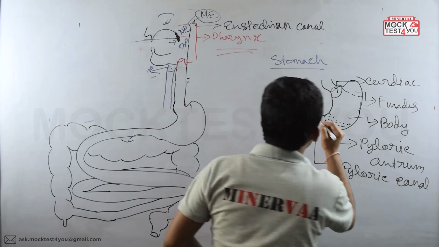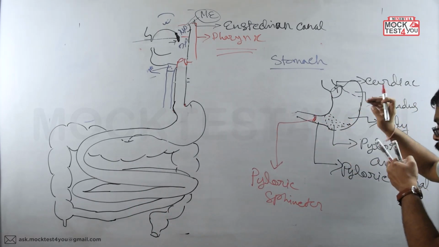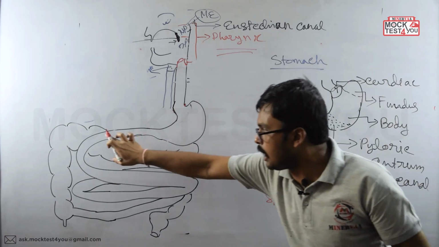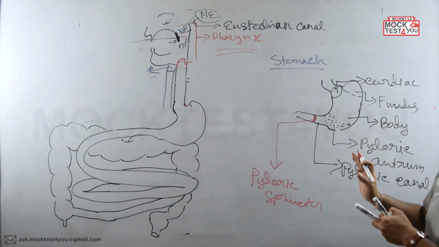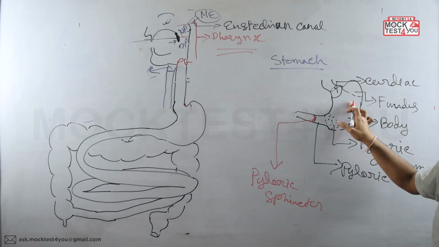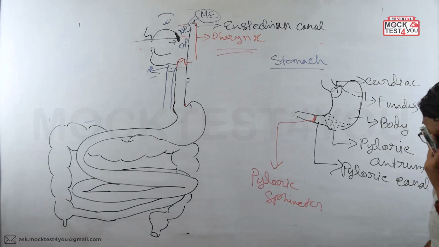So what is the function of the pyloric sphincter? It is stopping the movement of the food from the stomach to the small intestine until the digestion is finished over here. Okay, so that is the whole structure of the stomach.